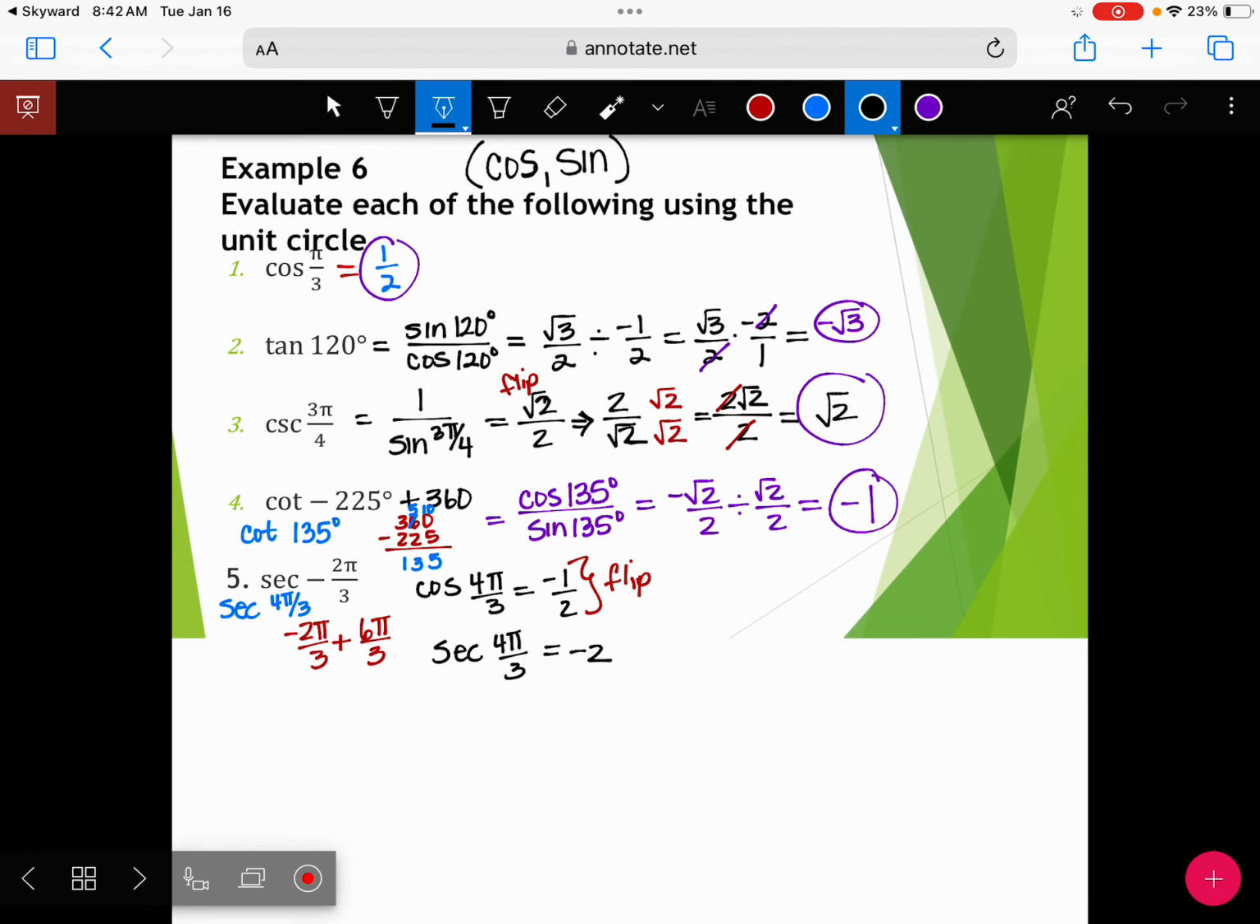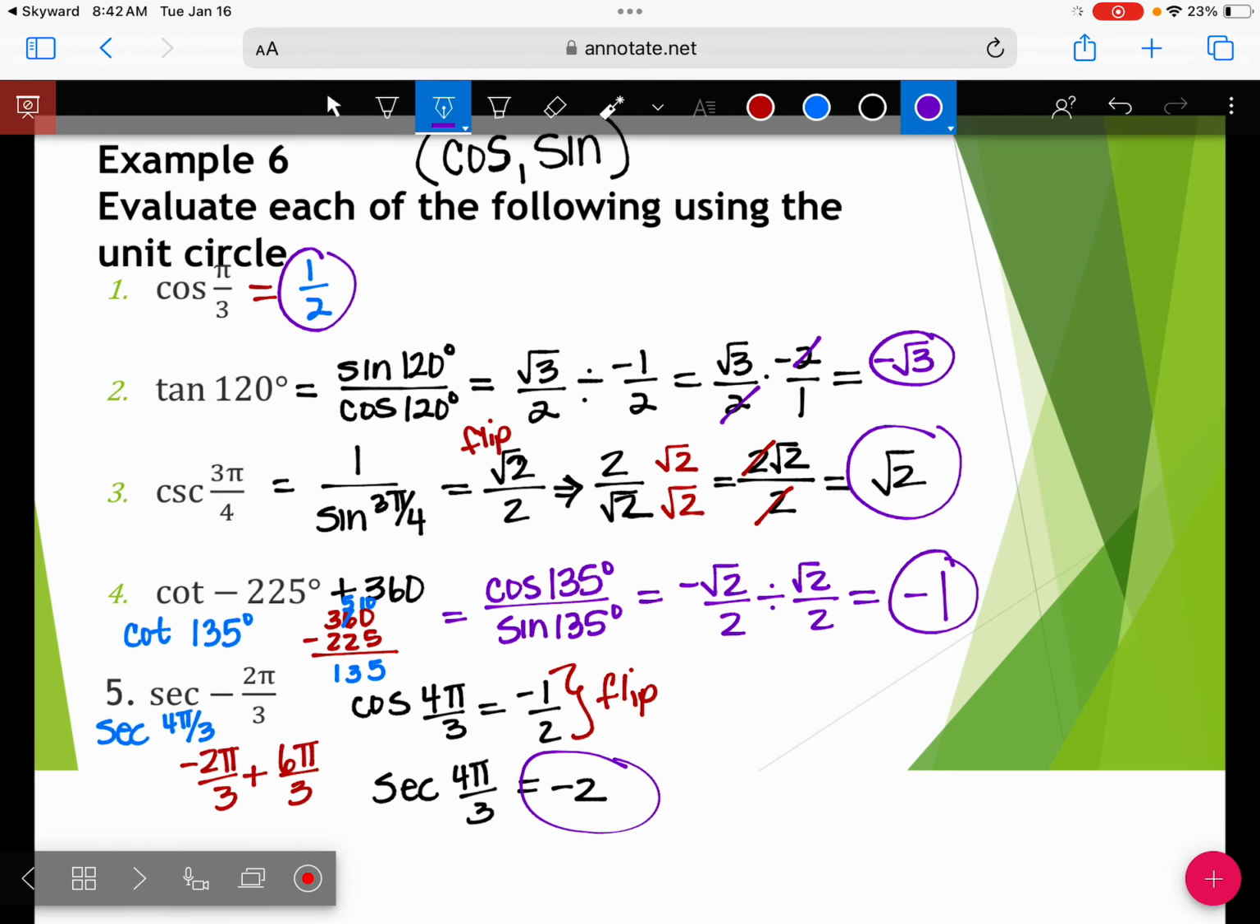All right, so let me zoom out. And you have answered. This is your quiz, essentially. We're going to practice more of these tomorrow.